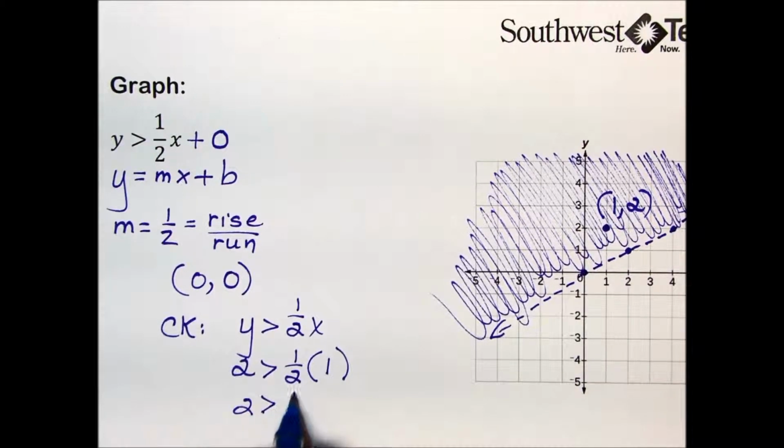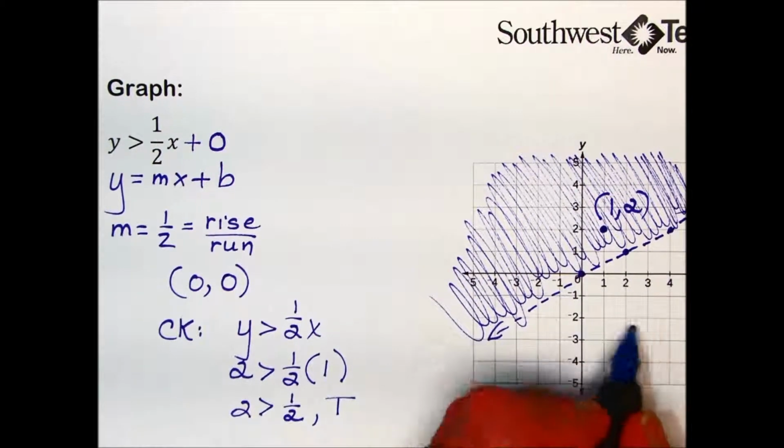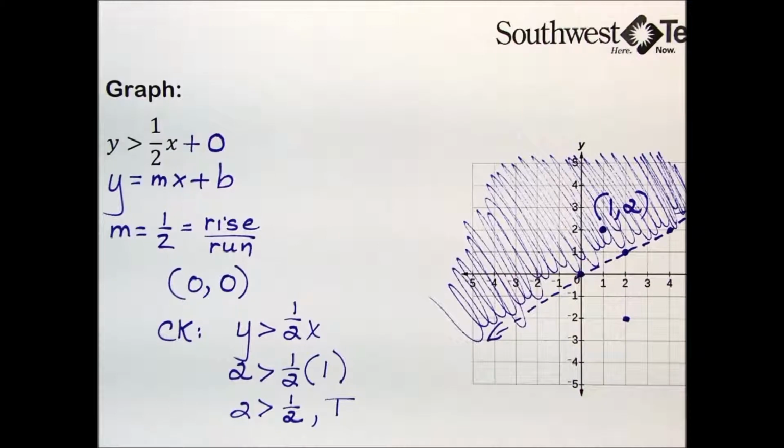2 is greater than 1/2 times 1, which is 1/2, and we have a true inequality. We would expect it to be true given that the point is part of our solution. Had we tested a point down here, say (2, -2), because it's not part of our solution, we would not expect a true inequality.